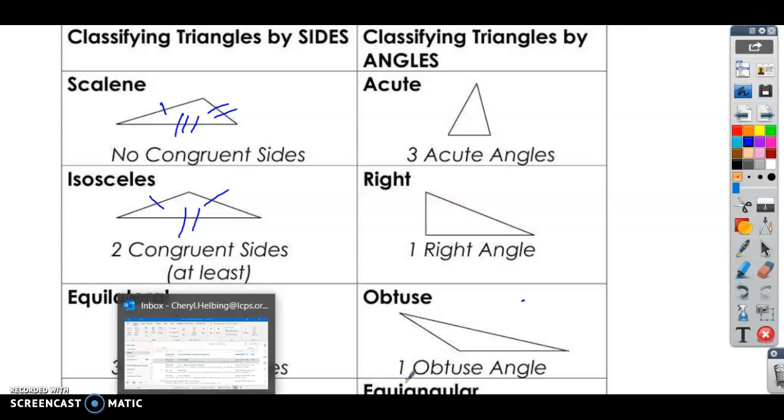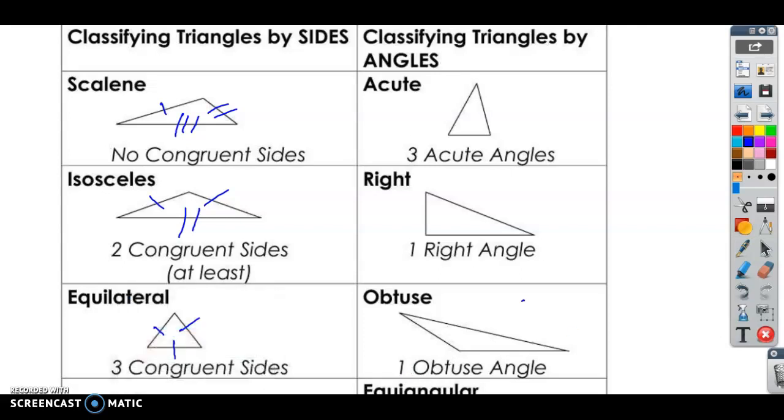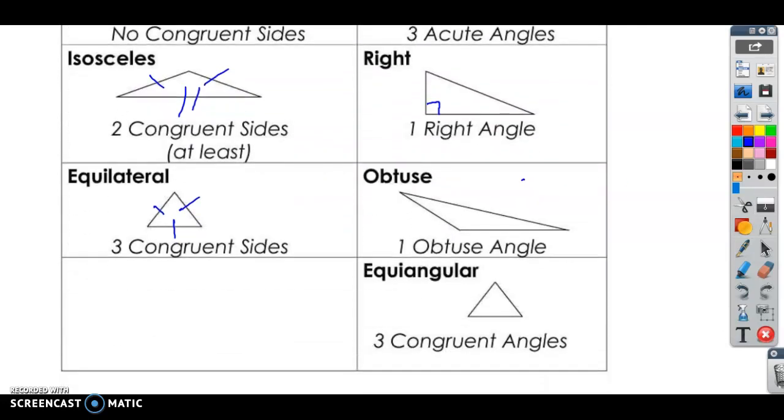Now we're going to classify triangles by their angles. When you have 3 acute interior, inside angles, that's an acute triangle. When you have one right angle, that's a right triangle. And an obtuse triangle has one obtuse angle. An equiangular, equal angles, triangle has all interior angles congruent. So I'm going to put a congruent mark around all those interior angles to show that they're all the same.